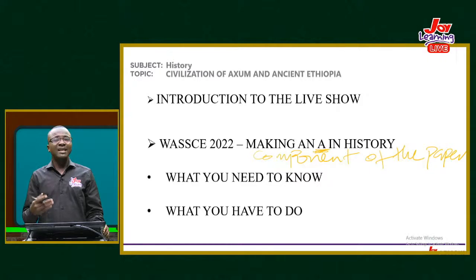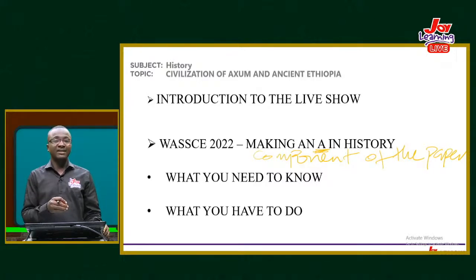You realize that it tells you how these people sacrificed their lives or were willing to put their lives on the line for the sake of Ghana. So all these things help us to understand the historiography.